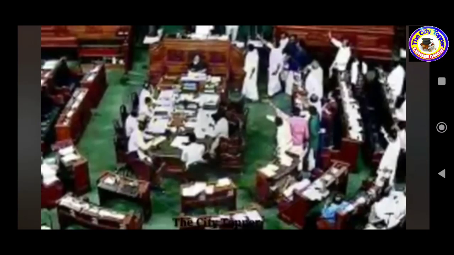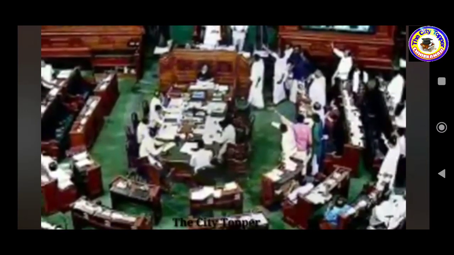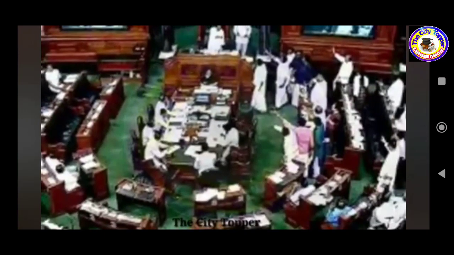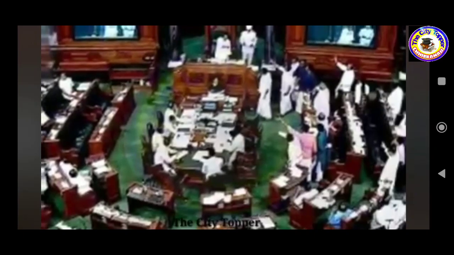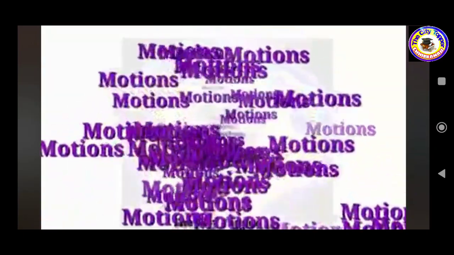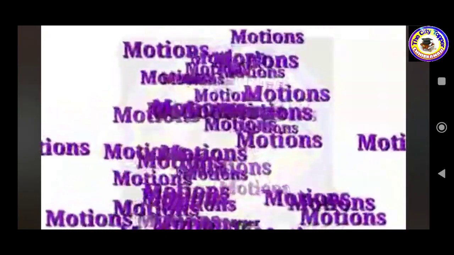The presiding officer controls the House when faced with heated discussions, charges and counter charges, and constant interruptions by the members. Alright, now we are going to discuss the different types of motions. Let's see what is a motion.